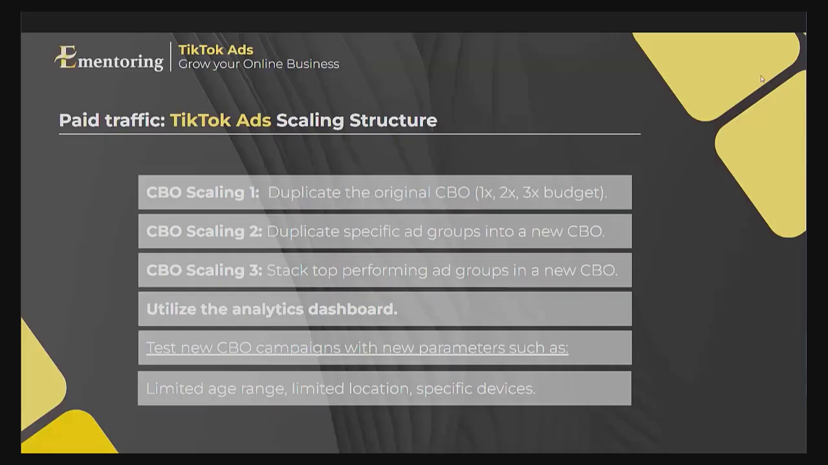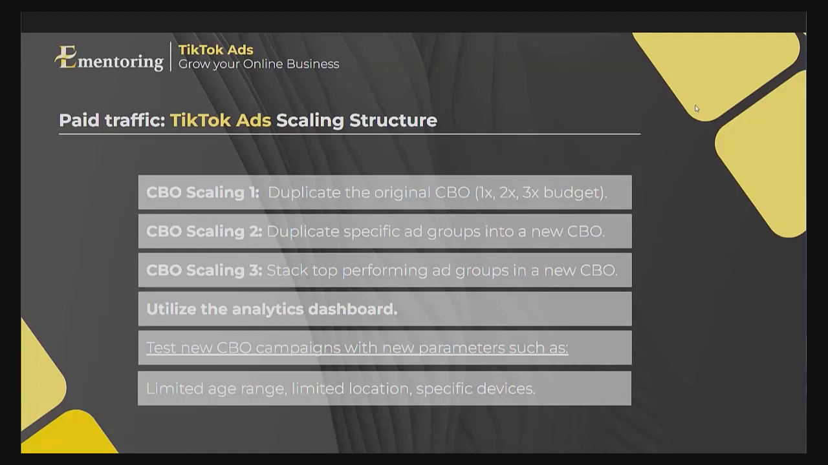Whoops, wrong slide. The scaling structure. We have 3 methods that I would recommend here for CBO scaling. The first one, duplicating the original CBO, very simple, 1, 2, 3 times the budget. Duplicating ABOs, I haven't seen great success with that. Usually duplicating CBOs does best on TikTok, because again, the broader you go and the more freedom you give to the algorithm, the better it tends to perform.